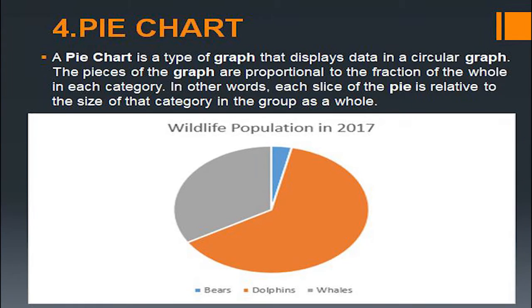Next one is the pie chart. A pie chart is a type of graph that displays the data in a circular path, that means in a round path. The pieces of the graph are proportional to the fraction of the whole in each category. In other words, each slice of a pie is related to the size of the category in a group as a whole. See here the wildlife population again, taken in 2017. Dolphins have the highest area, that means the number of dolphins is high. Next, the whales count is more. Last, bears are very few. So in this way we can observe the pie chart. The data will be represented in a circular path.